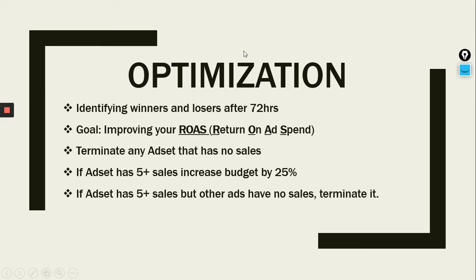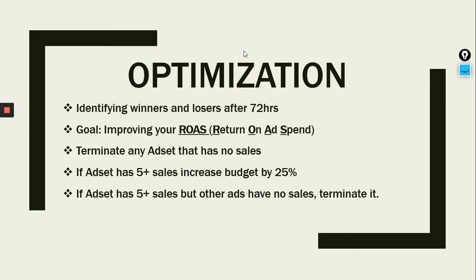Now, optimization. The main purpose of optimization is identifying winners and losers, and you're going to do this after 72 hours. So the goal here is to improve your ROAS. And people will ask, what is ROAS? ROAS is return on ad spend. So what you need to do is terminate any ad set that has no sales, unless that ad set has a lot of add to cart. Then you're going to bump your budget by 25%.